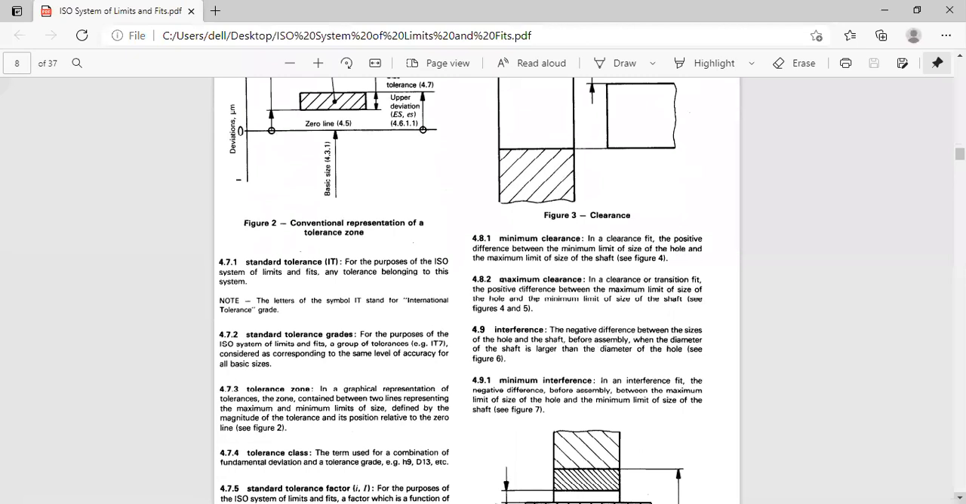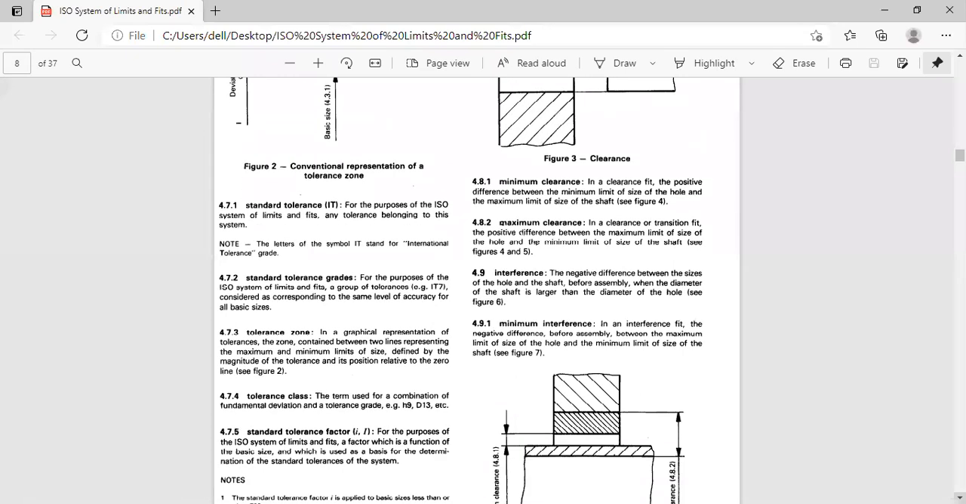We have discussed different things, because I already told you the standard tolerance factor is given by small i up to 500 mm, and above 500 mm it is capital I. For the purpose of this ISO system of limits and fits, it is a factor known as the standard tolerance unit or standard tolerance factor. It is a function of the basic size, because we have one formula I already told you: 0.45 times the cube root of D plus 0.001 D. So that is how we say it.